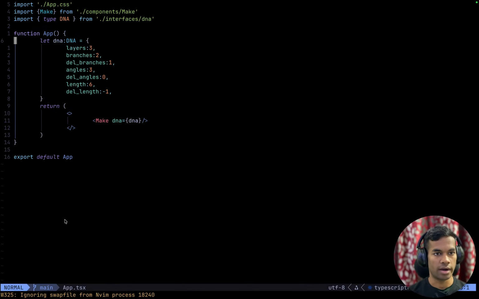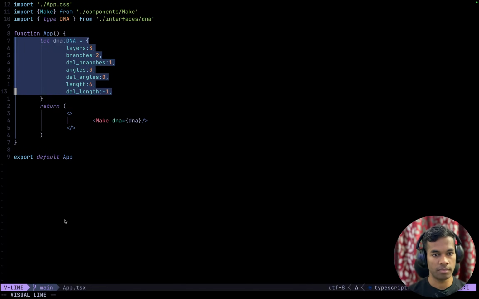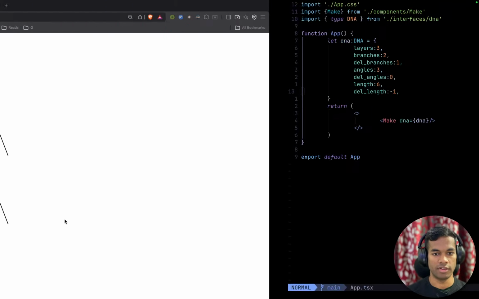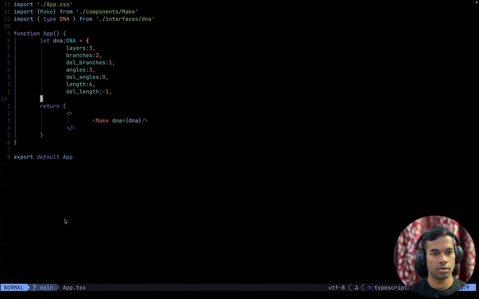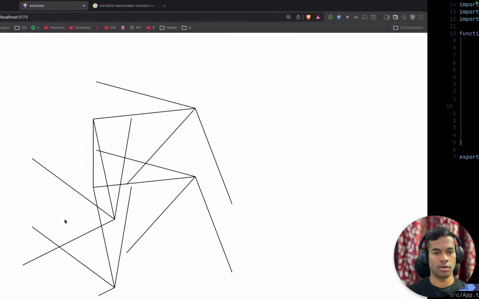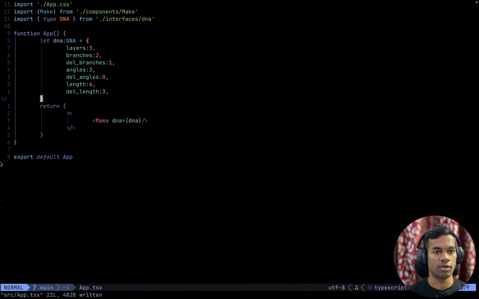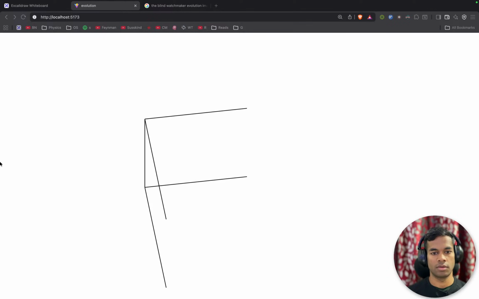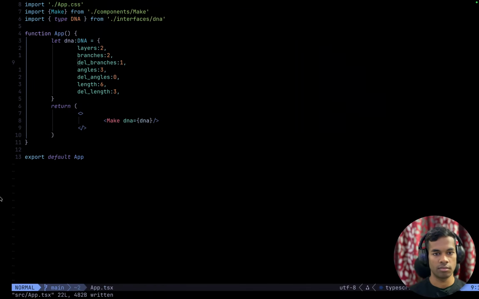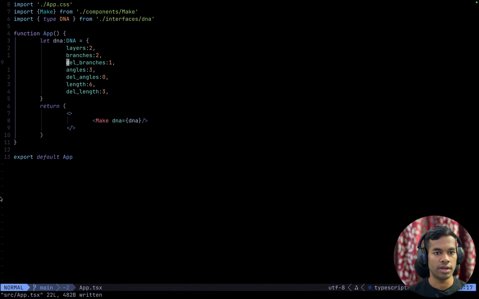This is our initial DNA, the DNA for this thing that we see here. And if we change this a bit, yes, the shape also changes because, of course, DNA. Yep, shape does change. Okay, we need to add some symmetry to this.